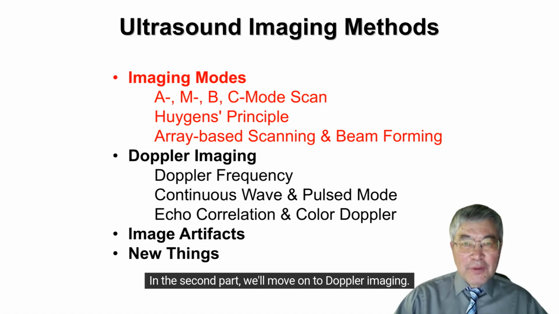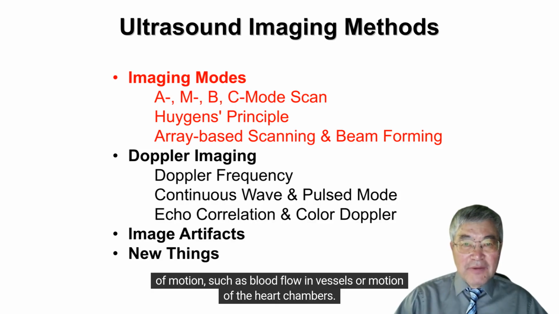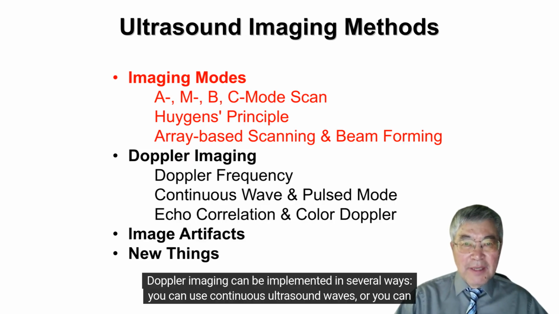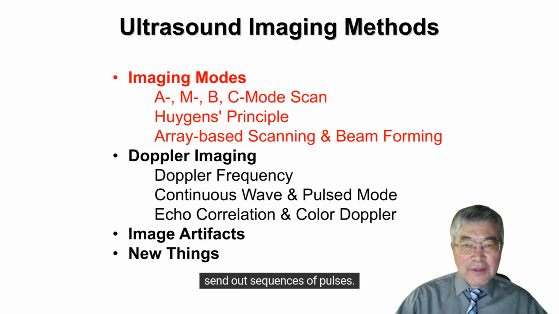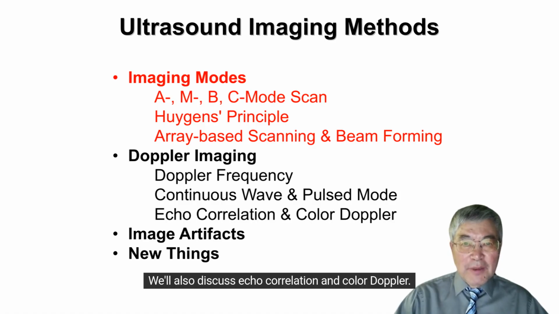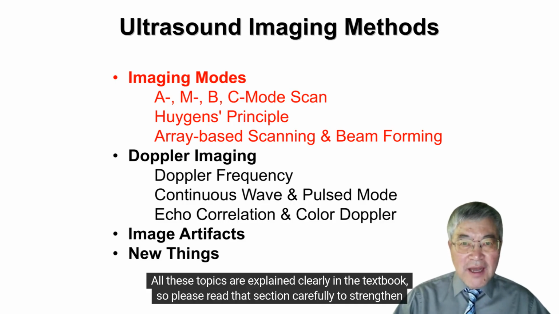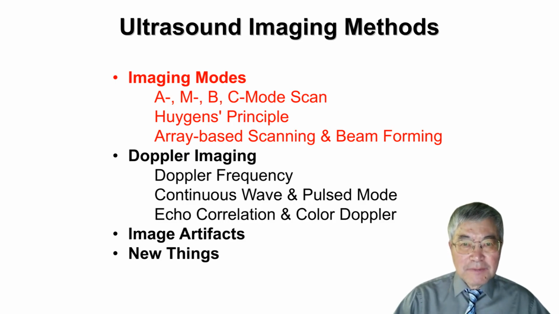In the second part, we'll move on to Doppler imaging. This part deals with dynamic image formation. It allows us to measure both the speed and the direction of motion, such as blood flow in vessels or motion of the heart chambers. Doppler imaging can be implemented in several ways. You can use continuous ultrasound waves, or you can send out sequences of pulses. It's a very important imaging mode. We'll also discuss echo correlation and color Doppler. All these topics are explained clearly in the textbook, so please read that section carefully to strengthen your understanding.